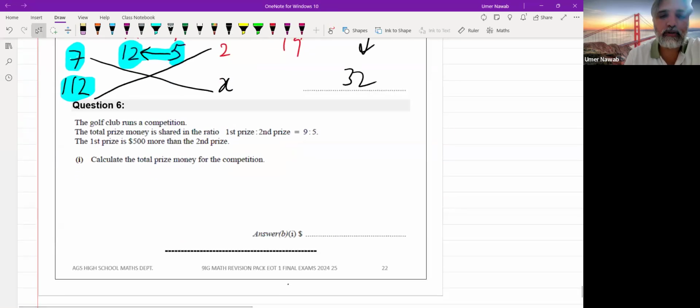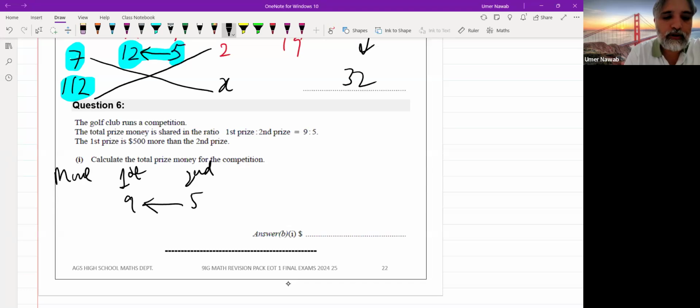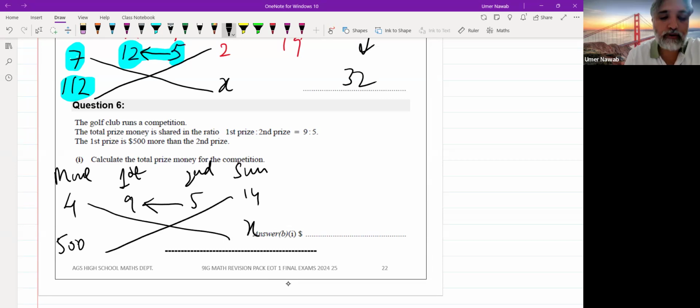Last question. I have the first prize and the second prize. It's 9, 5. How much more it is? 4. He said more is equals to 500 and asking about the total. So sum is how much? 9 plus 5 is 14. I'll write X under 14. Do the cross multiplication. So 500 times 14 divided by 4, that gives you 1,750.